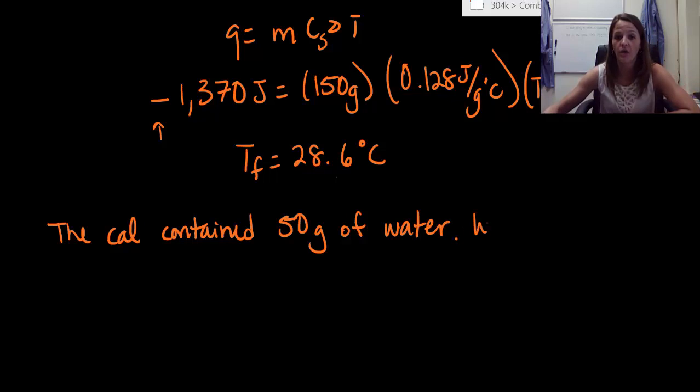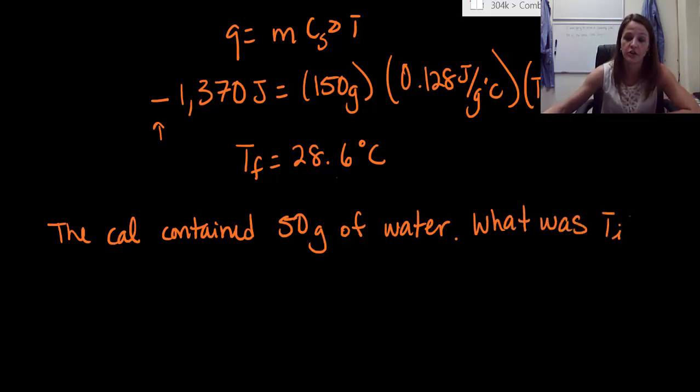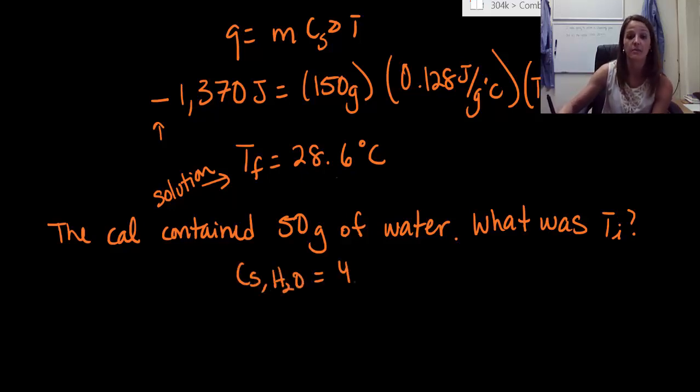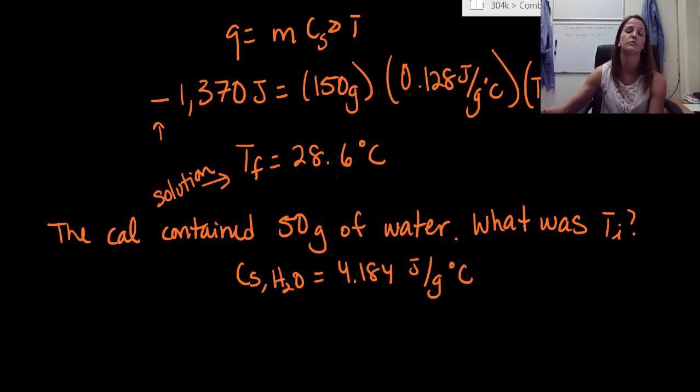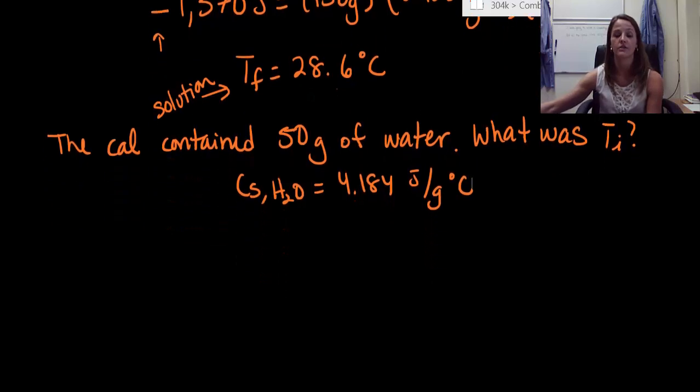Our question now is, what was the initial temperature of the water? So we know what the final temperature is. We put the metal in there, we put the water in there, they reached equilibrium. So the final temperature of our solution, so that's of our lead and our water, is 28.6 degrees. Now I have to tell you what the specific heat of the water is. Without this number, you could not do this problem. So that's 4.184 joules per gram degrees Celsius. All right, so let's do this one together.